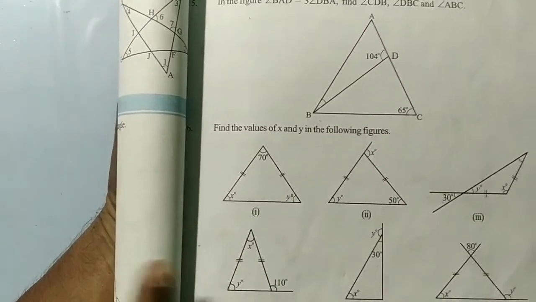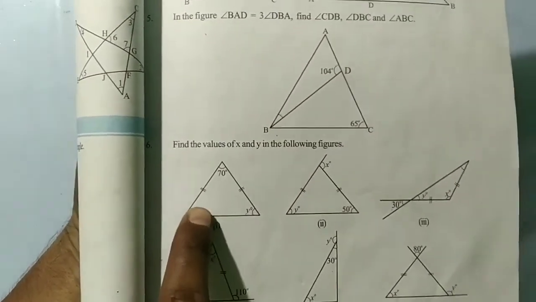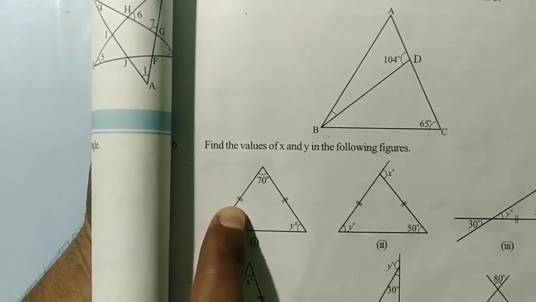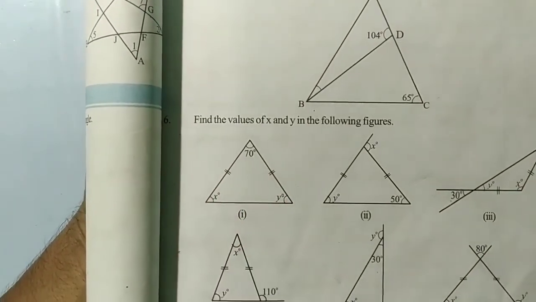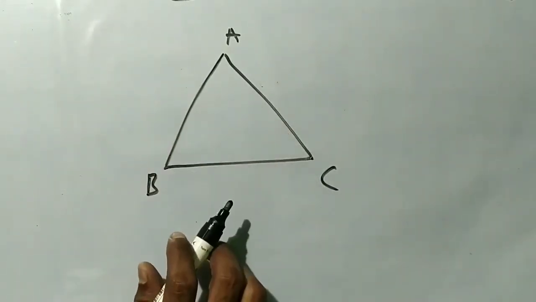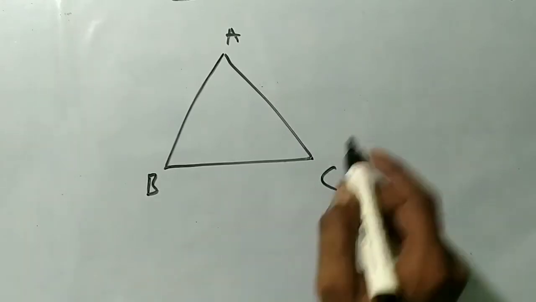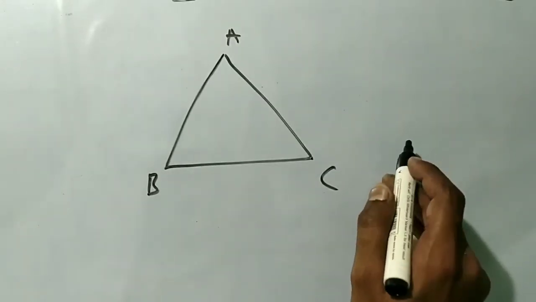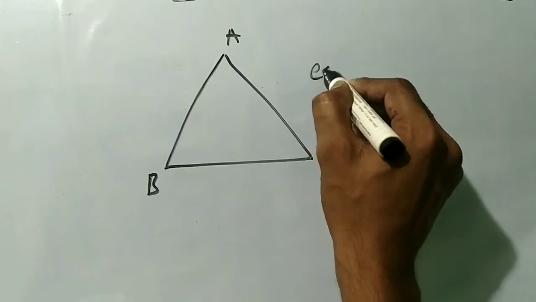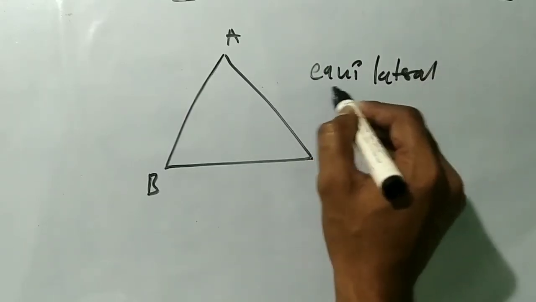Here the sixth one is finding the angles of the following figures. Here there are denotations of different lines, two lines on two sides, so we can learn this one. This is the ABC triangle. If the two sides of a triangle are unequal, we know it is a scalene triangle. If all sides are equal, then it is an equilateral triangle. I have explained this in the previous videos. Equilateral is the actual word.